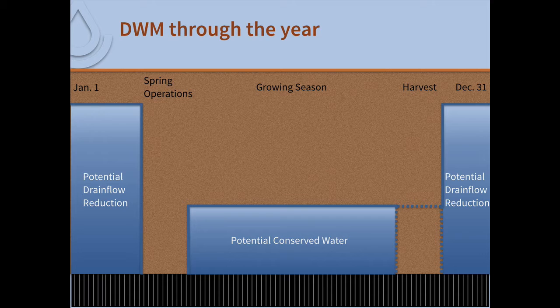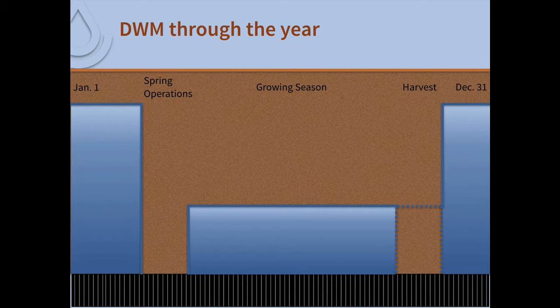And so, assuming that we'll need some spring drainage, we'll start that spring with an elevated water table. We pull the boards, allow that to drain out. And then once we put some boards back in the late spring, if we're lucky, we may catch some rainfall that we can potentially store some water from.